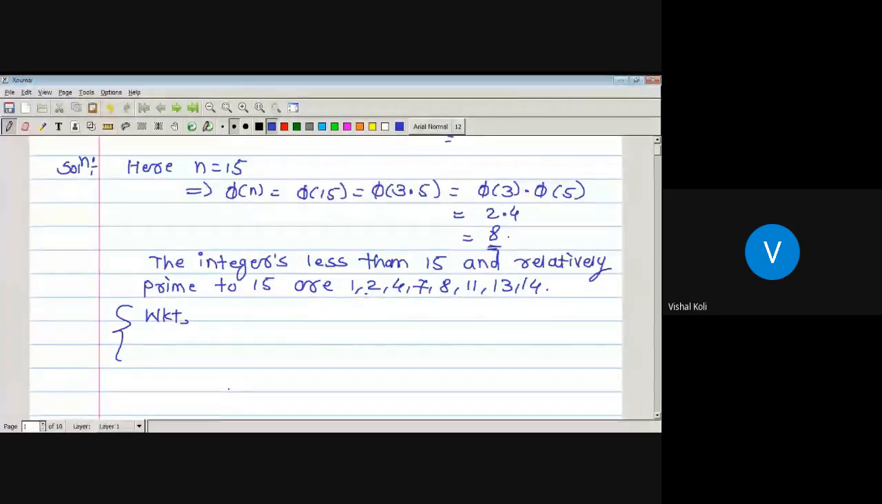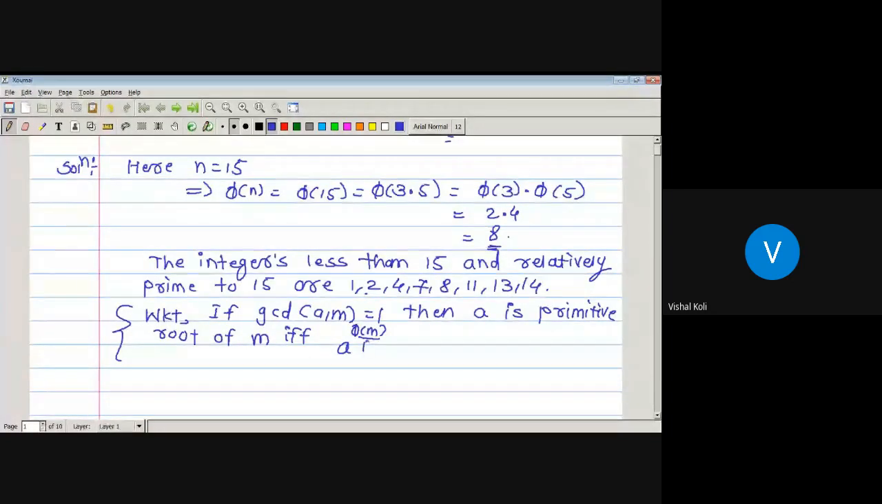Okay, so we know that one theorem. If the GCD of two integers a and m is equal to 1, then a is a primitive root of m if and only if a to the power phi of m divided by p is not congruent to 1 modulo m for every prime divisor p of phi of m.